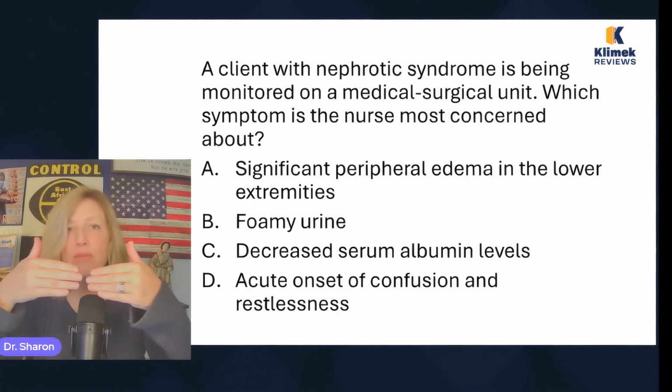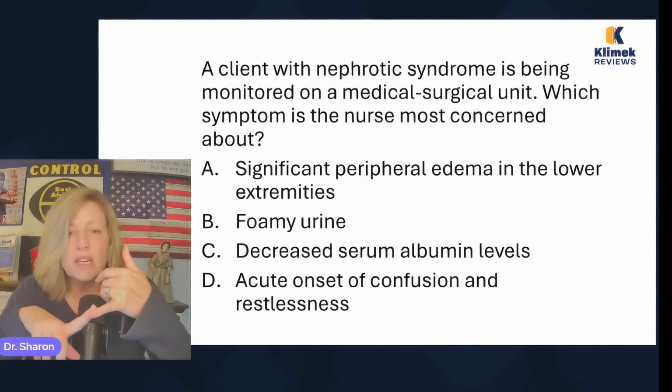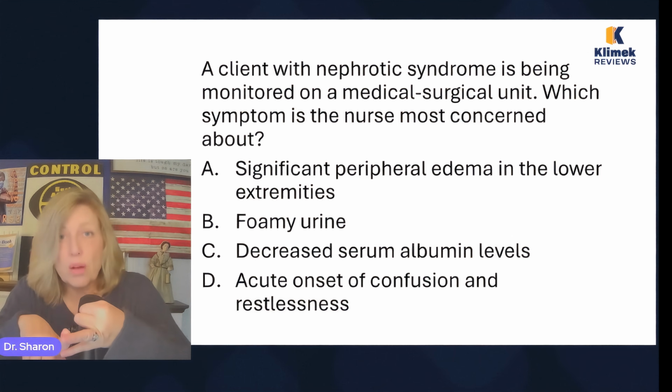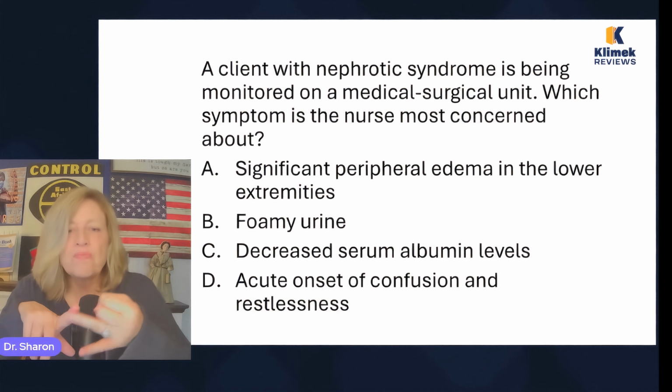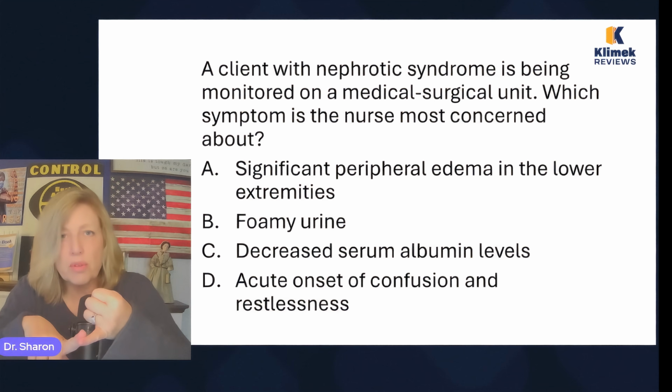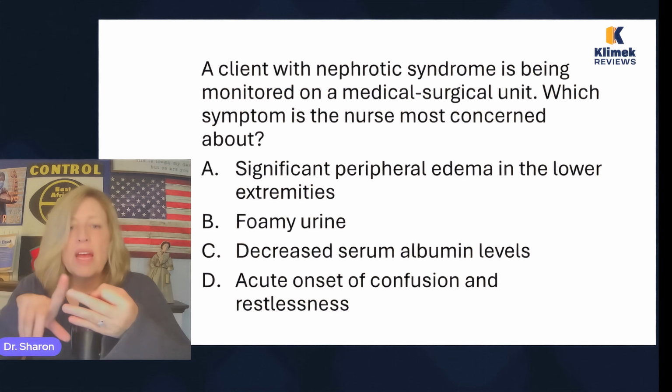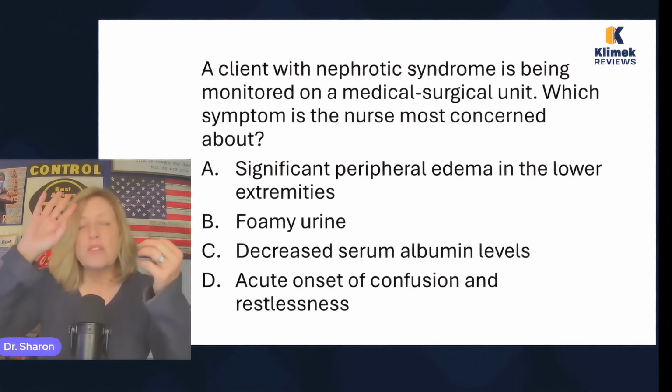So when you have damage to the glomerulus, what you always see are larger substances in your urine. So you can see protein, and they can also lose albumin. Albumin is a type of protein. So you can see albumin loss in the urine. Foamy urine can indicate protein in the urine. And then edema is a result of the albumin loss.